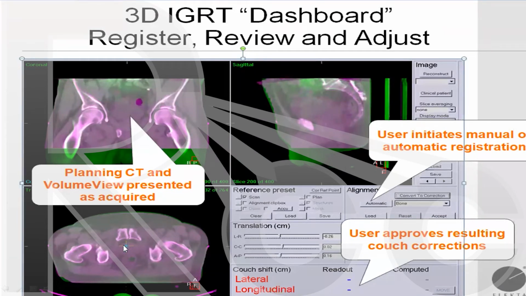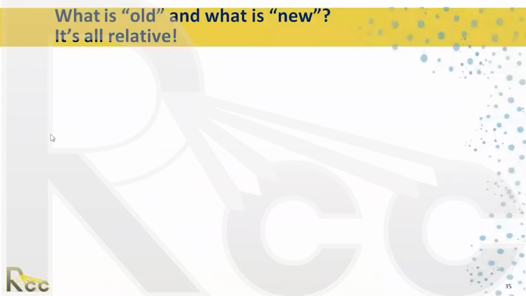So if you combine that with motion management, you make sure that the tumor is in exactly the same place day to day. And then you use IMRT to shape the field and avoid complications to surrounding normal tissue. So, what is old and what is new? Well, I like to say it's all relative.